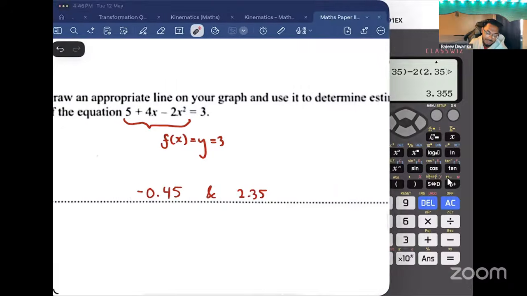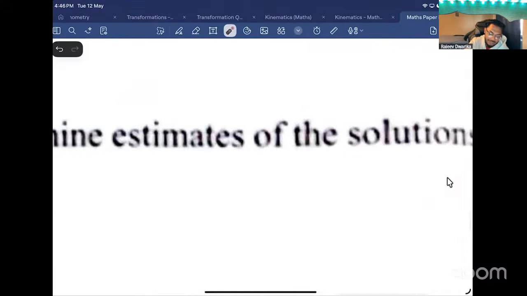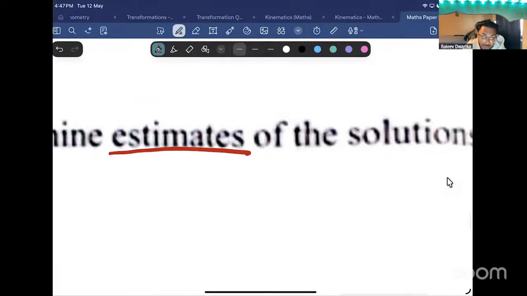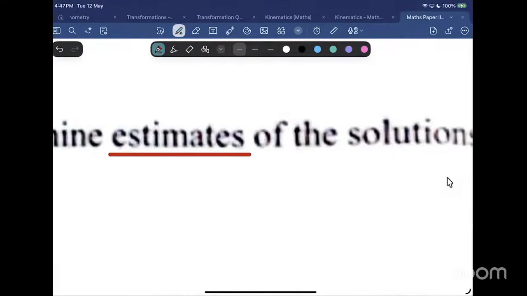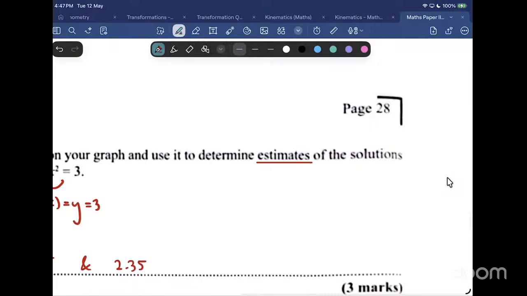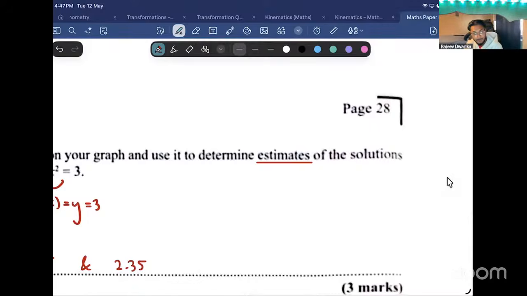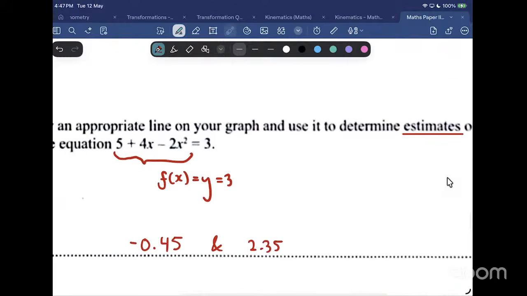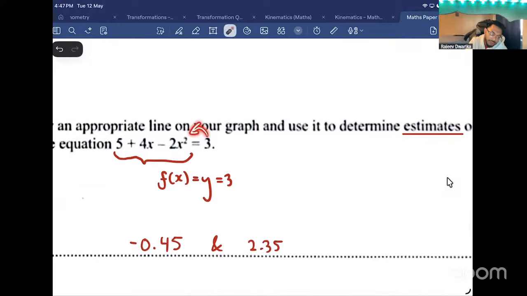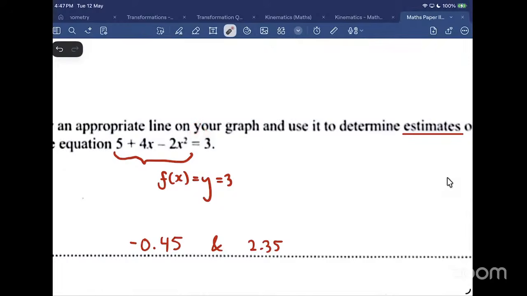But like they said, what do they say, guys? Estimates. Is our estimate exact? If you wanted the exact value, you'd have to move across the 3, set that equal to 0, and solve that particular quadratic. That's what you would have to do if you wanted the exact answers.